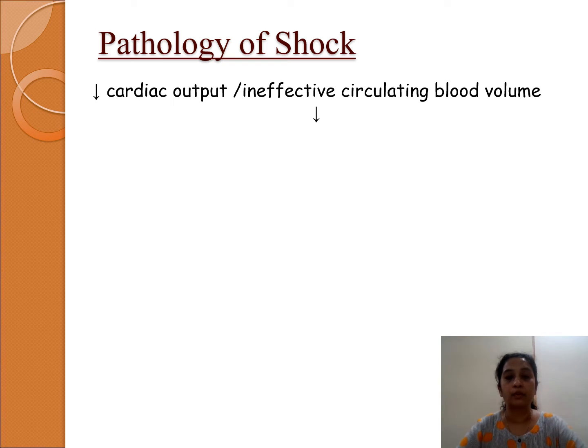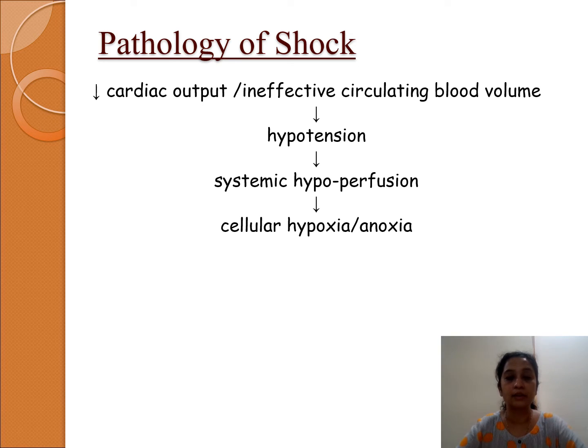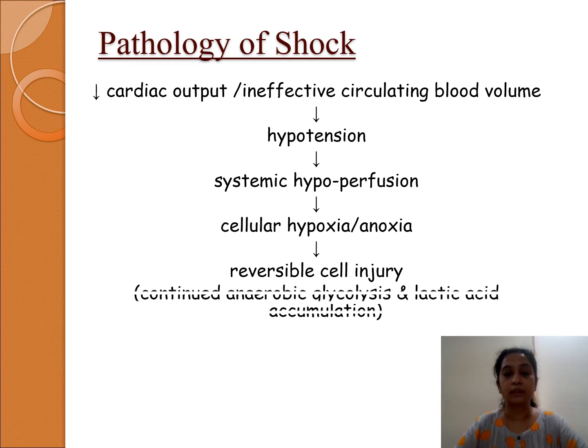Decreased cardiac output will lead to ineffective circulating blood volume. That will cause hypotension, systemic hypoperfusion, that is reduced blood supply to all the organs in the body, which leads to decreased oxygen supply, that is cellular hypoxia or total loss of oxygen supply, that is anoxia. This will lead initially to reversible cell injury, which leads to anaerobic glycolysis and lactic acid accumulation.